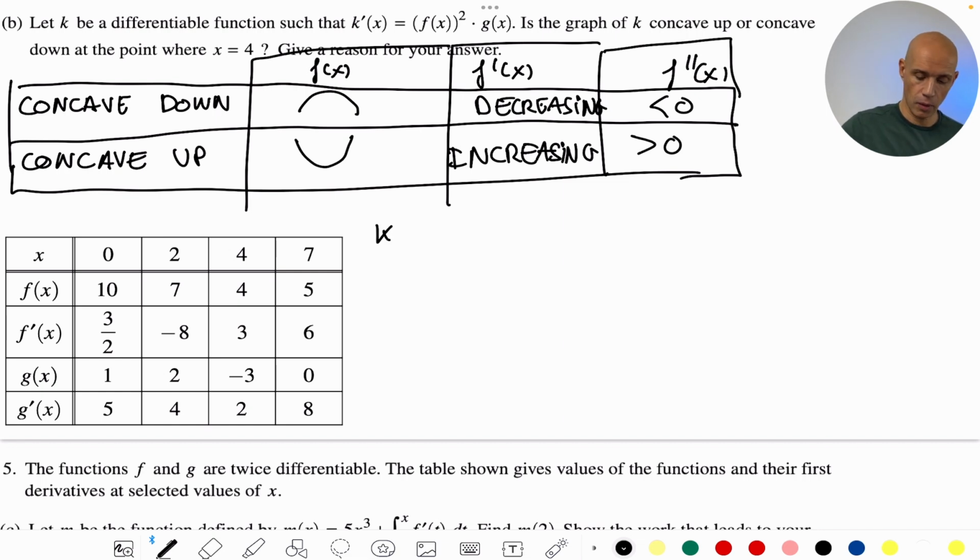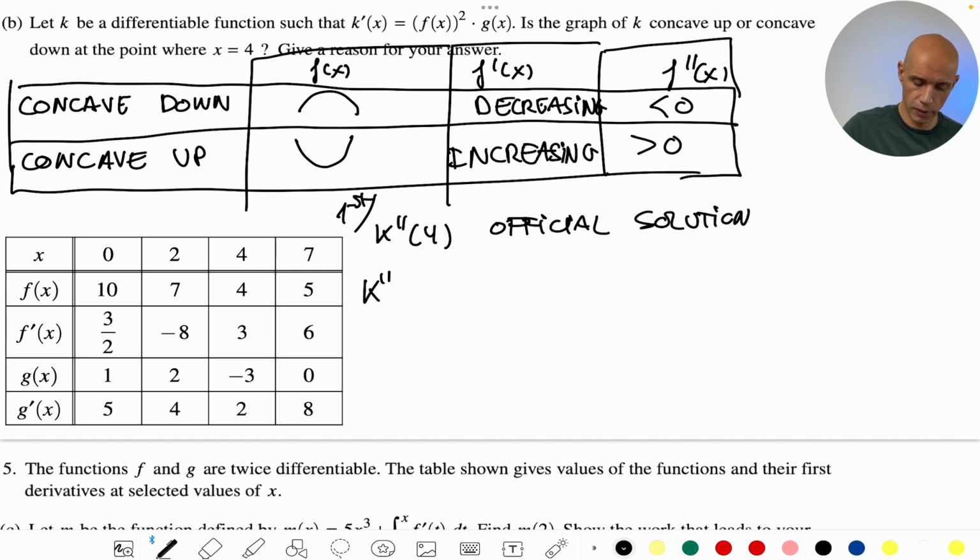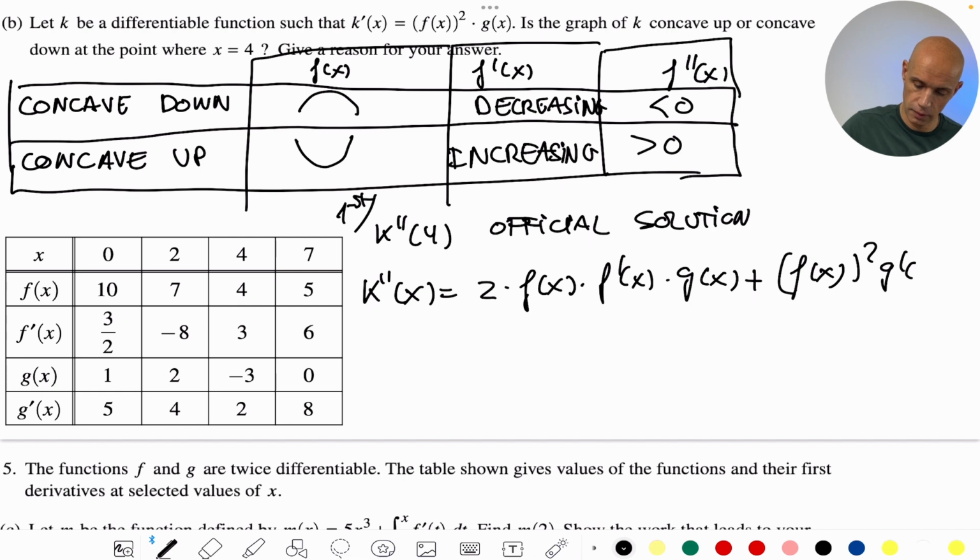Basically, they want us to know the sign of this quantity. If it's positive, it will be concave up. If it's negative, concave down. We can also use the first derivative, but let's use this, which is the official solution. So how do we compute this? Well, we have to take a derivative of that thing, so it's going to be 2 times f of x multiplied. Again, the chain rule is pretty long, and then plus a product. f of x squared is a bit lengthy, and then they want us to compute this at 4.